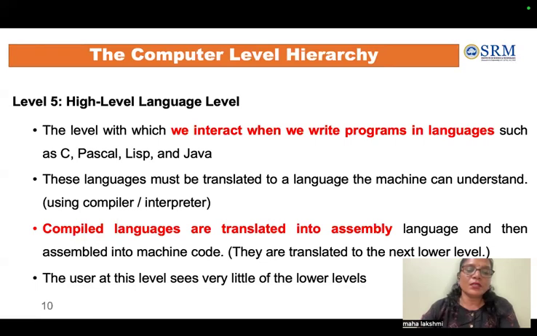The user at this level sees very little of the lower levels. As they are at the higher levels, they can't see what is happening at the lower levels. They can see everything at the higher levels, but they will not be able to see, or can see very little of, the lower levels.